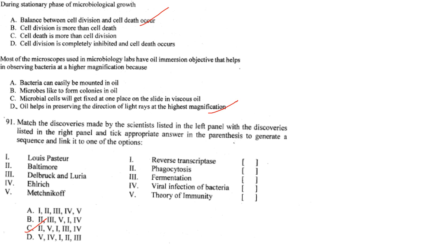Match the discoveries made by the scientists listed in the left panel with the discoveries listed in the right panel and tick the appropriate answer in the parenthesis to generate a sequence and link it to one of the options. Reverse transcriptase is by Baltimore, so 2. Phagocytosis is by Metchnikoff, 5. Fermentation is by Louis Pasteur, that is 1. Delbrück and Luria, that will be viral infection of bacteria. And theory of immunity will be Ehrlich. So the answer will be 2, 5, 1, 3 and 4. Option C.